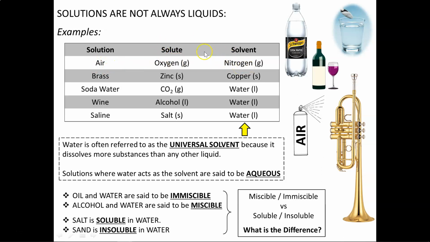I know there's nitrogen and oxygen gas inside of air, so it's not pure. But when I look at air, it is homogeneous throughout. It's got one uniform phase. I cannot tell the difference between oxygen and nitrogen gas.